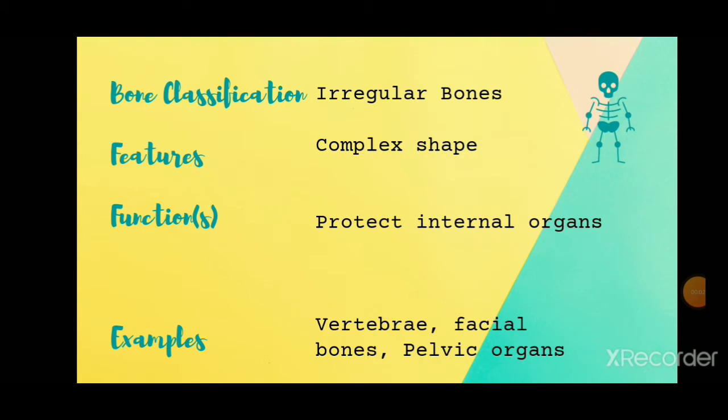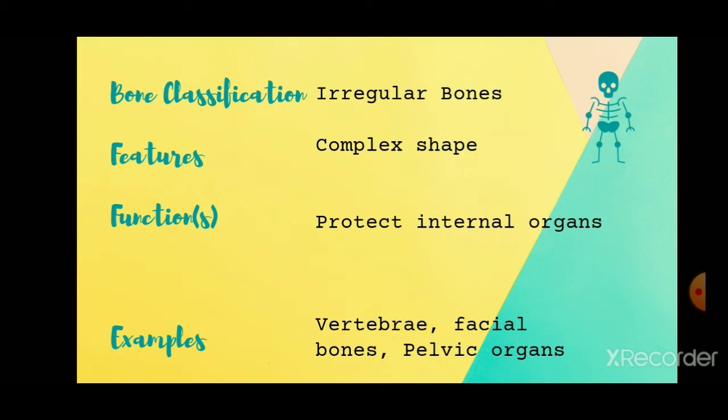The fourth classification of bone is the irregular bones. Irregular bones are complex shapes. They do not have any easily characterized shape. These irregular bones do not fit any other classification dahil nga wala siyang definite na shape or exact na shape.